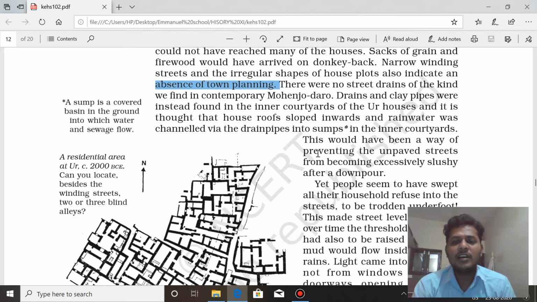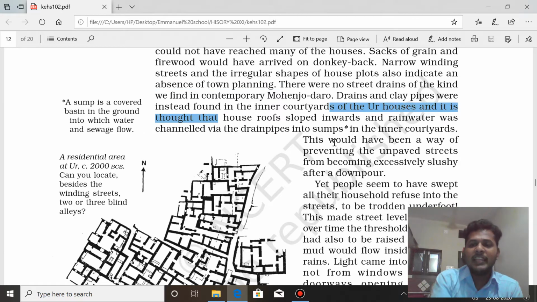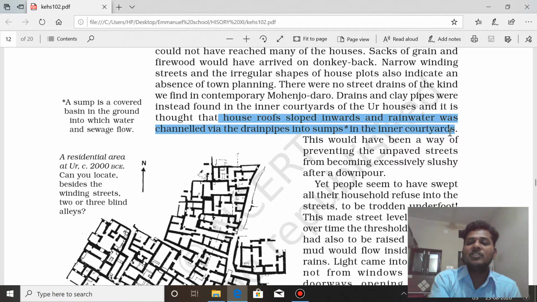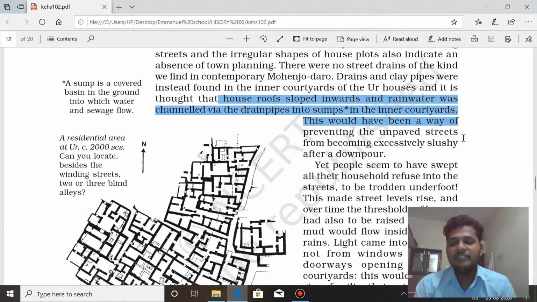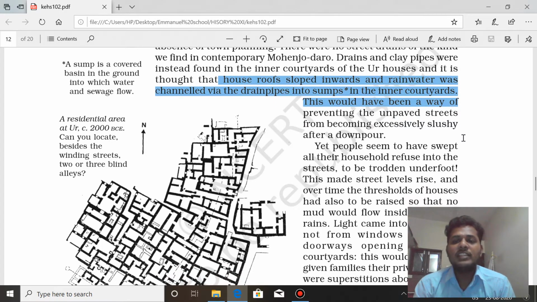The house roof sloped inwards and the rainwater was channelized via drain pipes into the inner courtyard. See, even today we are using this. The house roofs had a kind of drain pipes which led the water into the inner courtyards. This would have been a way of preventing unpaved streets from becoming slushy. They did not want the water to get into the street.